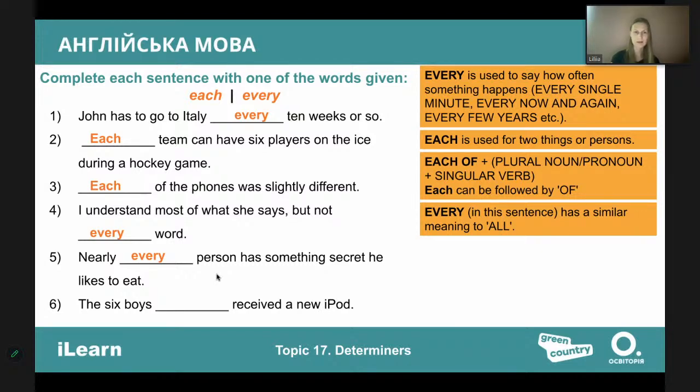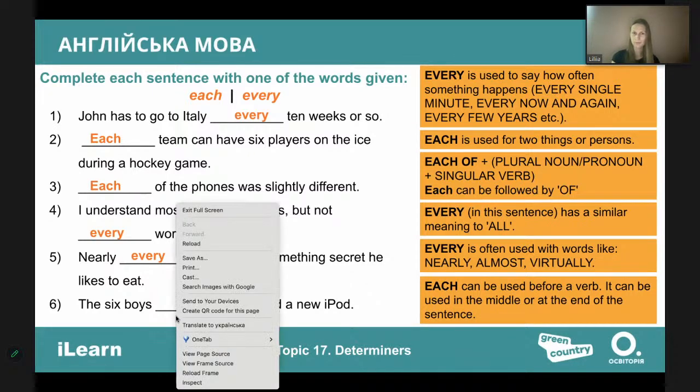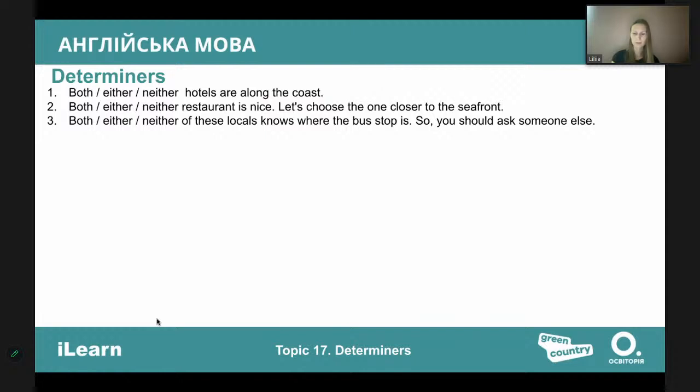Number 6. The 6 boys each. Exactly. So here we can use it even after the noun. The 6 boys each, кожен з 6 хлопців, received a new iPod. Okay. Good job there. Let's keep moving. So, what about these things? Both, either, neither. Let's have a choose.